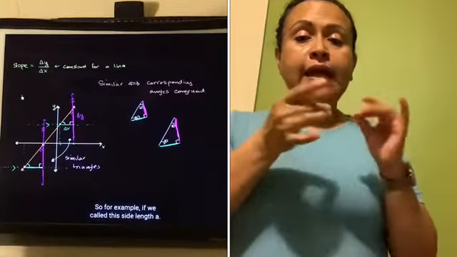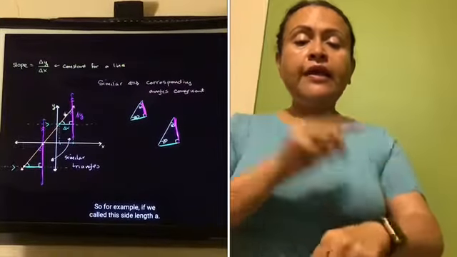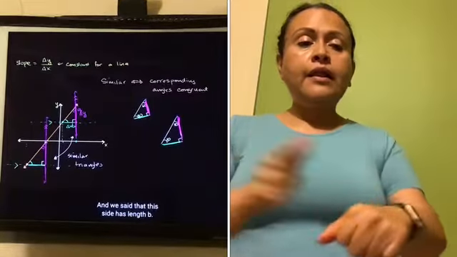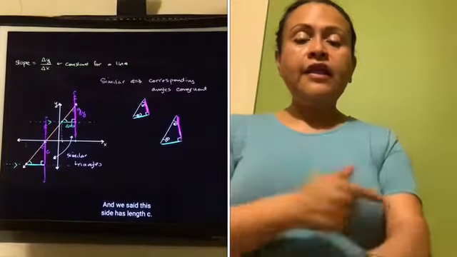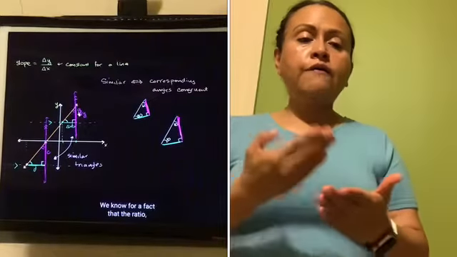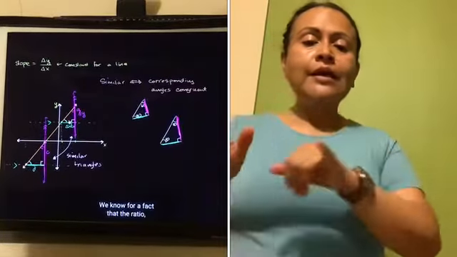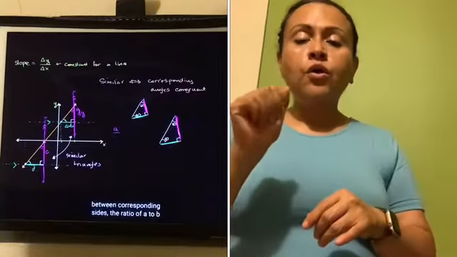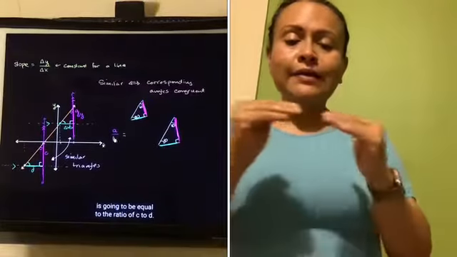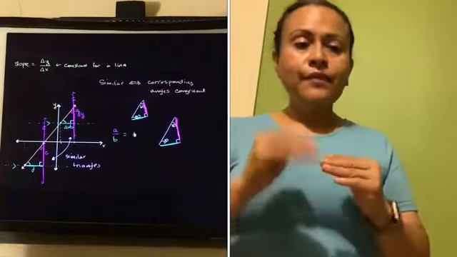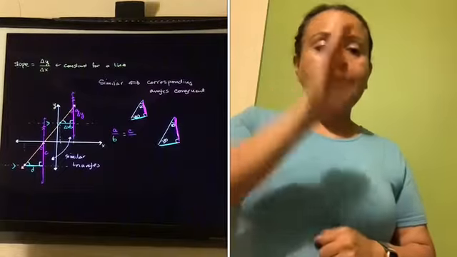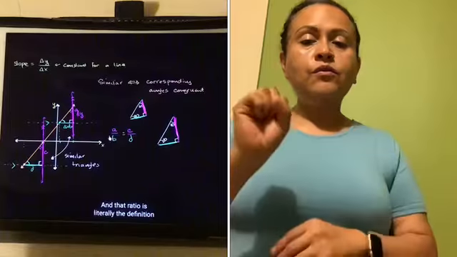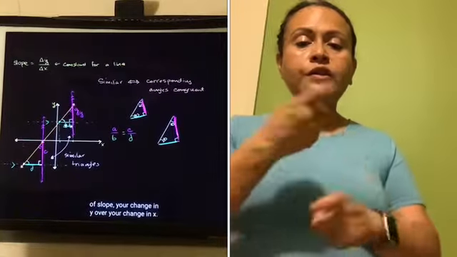So for example, if we called this side length A, and we said that this side has length B, and we said this side has length C, and this side has length D, we know for a fact that because these are similar triangles, the ratio between corresponding sides, the ratio of A to B is going to be equal to the ratio of C to D. And that ratio is literally the definition of slope, your change in y over your change in x.